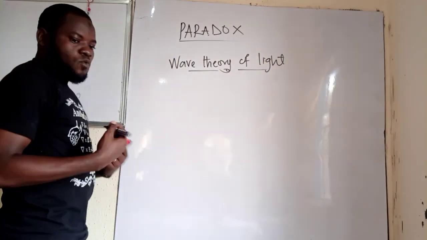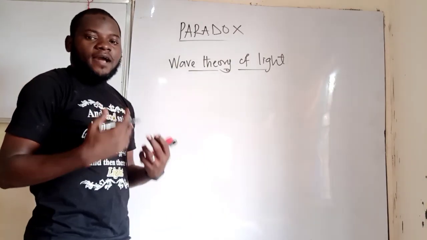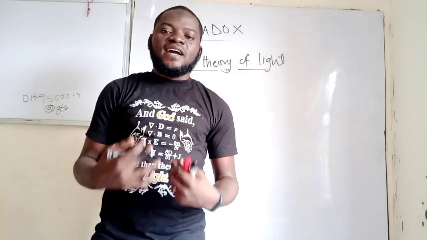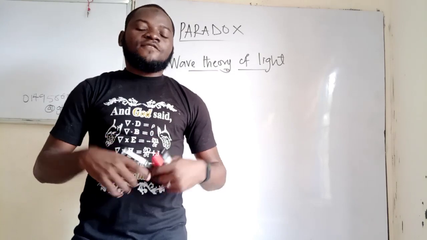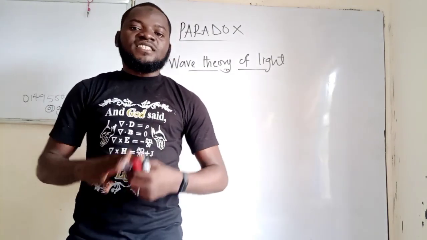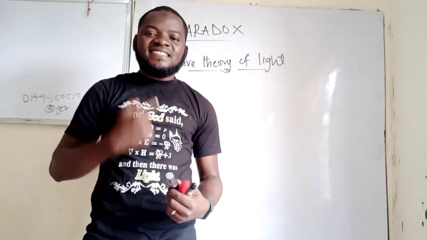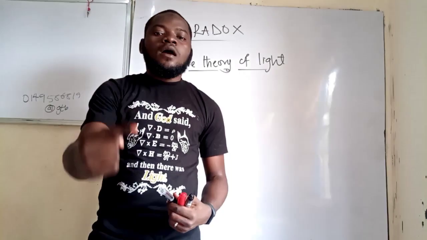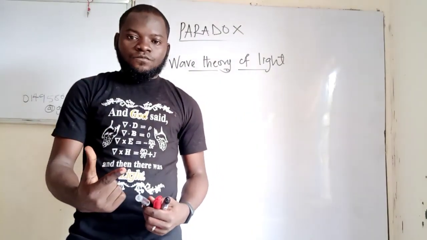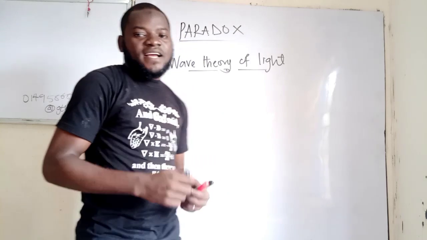Now, when you talk about the wave theory of light, according to the Maxwell theory of electromagnetic radiation, it states that for all electromagnetic radiation, there exists an oscillating electric field and magnetic field. And light is an electromagnetic wave.